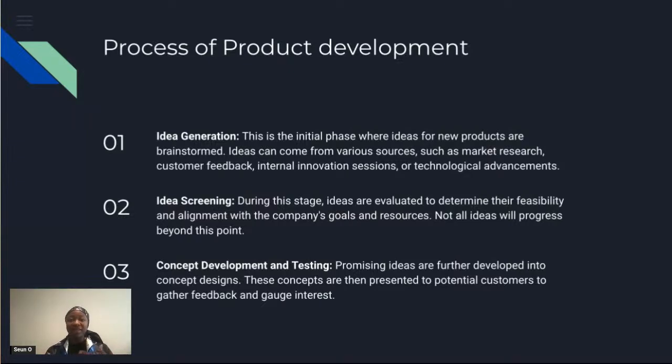So for me, I see it as a problem, right? And I'm just like, oh, yes, that's just a general idea. It's a problem for me. I would like to solve that problem. So that's the idea generation part. That's the initial phase where ideas of new products are brainstormed.